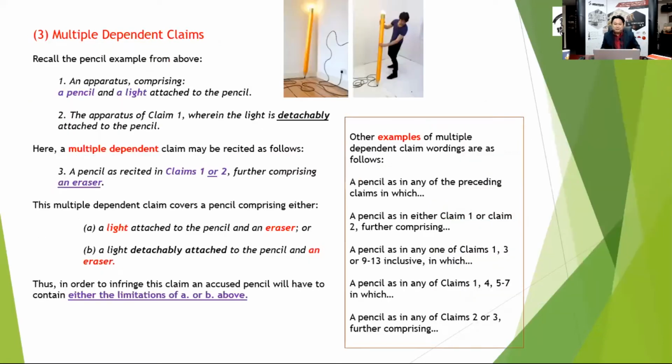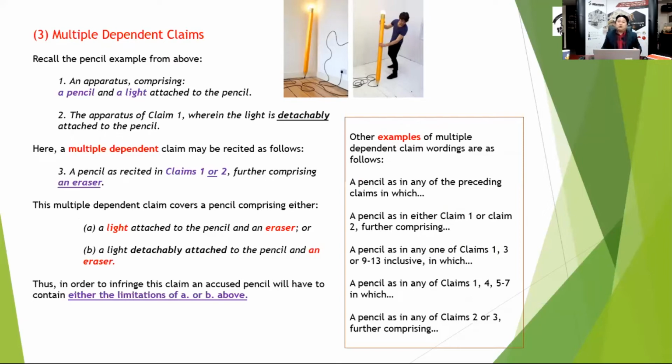So for example, let's recall the pencil example. First, an apparatus comprising a pencil and a light attached to the pencil. Second, the apparatus of claim 1 wherein the light is detachably attached to the pencil. Now, this is how a multiple dependent claim actually recites.